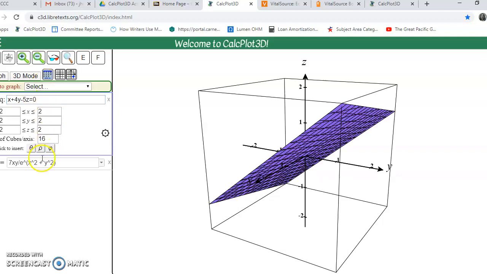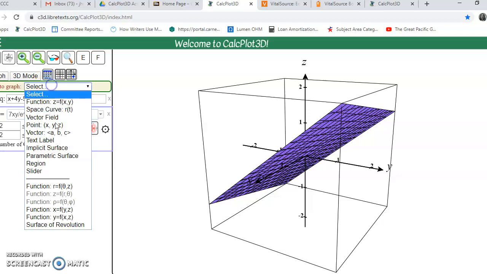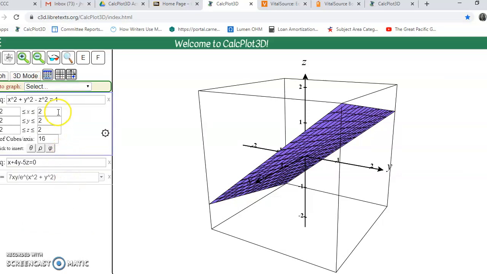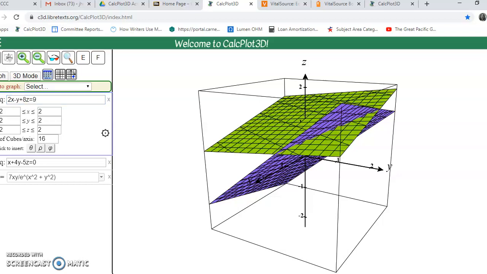And then I'm going to do that again. I'm going to select implicit surface and type in your second equation, which was 2x1 minus x2 plus 8x3 equals 9. So I'll use x, y, and z instead. There's our second plane.